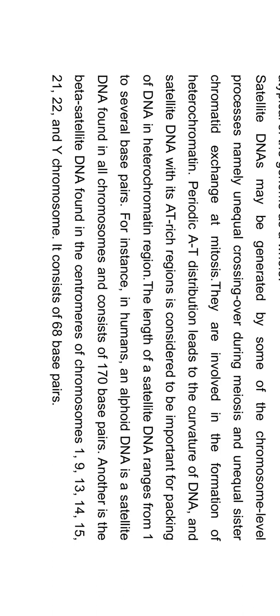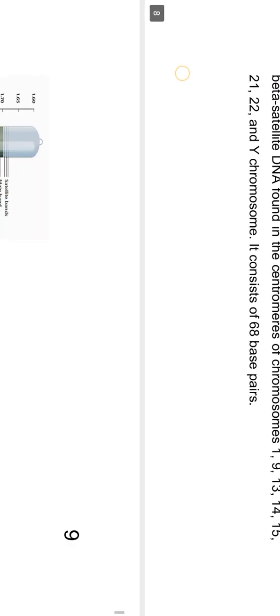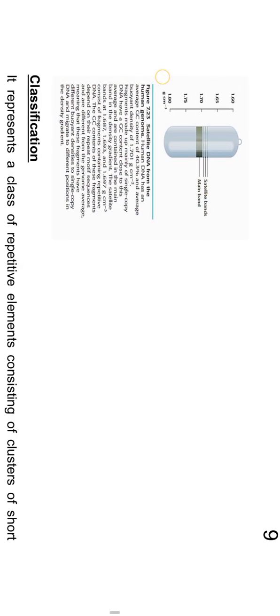Periodic AT distribution leads to the curvature of DNA, and satellite DNA with its AT-rich regions is considered to be important for packing of DNA in heterochromatin regions. The length of a satellite DNA repeat varies from 1 to several base pairs. For instance, in humans, alphoid DNA is a satellite DNA found in all chromosomes and consists of 70 base pairs. Another is the beta satellite DNA found in the centromeres of chromosomes 1, 9, 13, 14, 15 and so on. It consists of 68 base pairs.